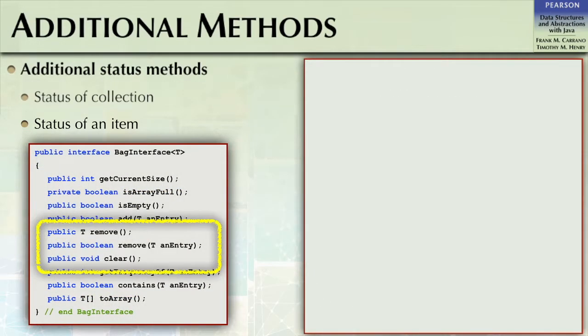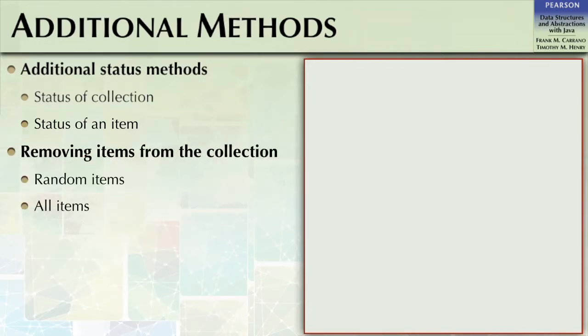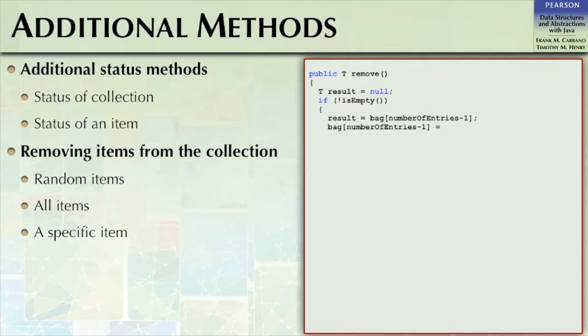The final methods we need to implement are those that remove items from the bag. First, we implement removing an item, then all of the items. Last, we implement removing a specific item. The remove method must first declare an object of generic type T that we can use to store the entry that we're removing. We initialize this object to null, then if we're unable to remove an item, this value can be a signal to the client that no item was removed.